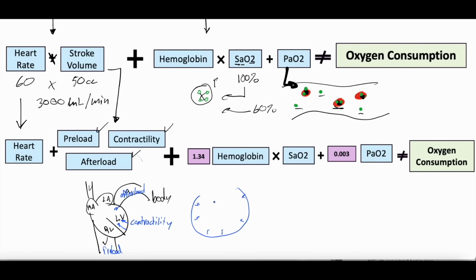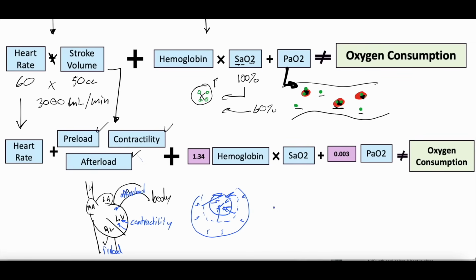If the preload is too low, you're not going to really be able to fill that ventricle, so even if it squeezes hard, there's just not that much blood in it to start with. So you want kind of that perfect amount of preload where the ventricle is stretched just enough that it's full and it's loaded and ready to squeeze.